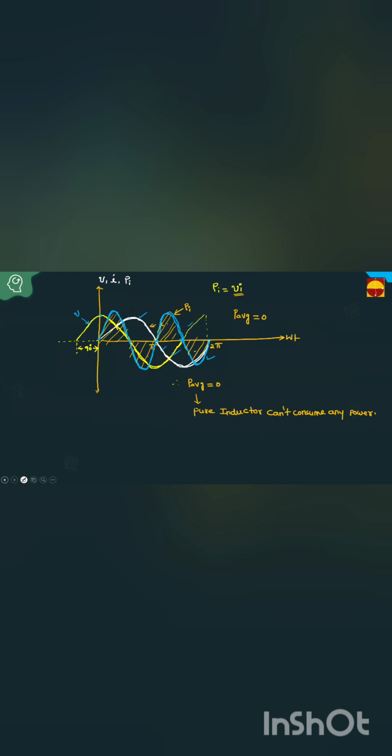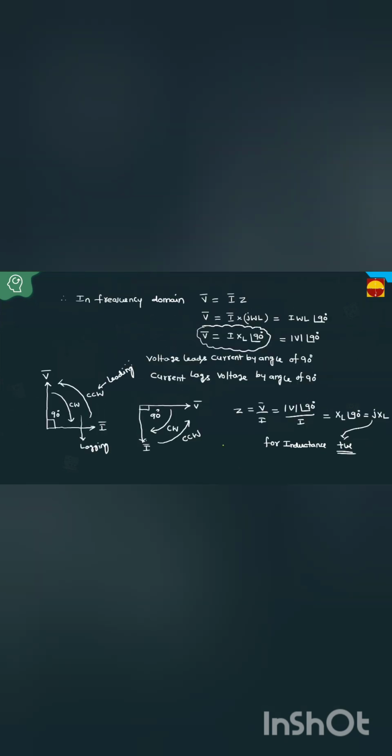In this case, what is the angle between voltage and current? The angle between voltage and current is 90 degrees. Current lags voltage, or voltage leads current. Clockwise angle is lagging, anti-clockwise angle is leading angle. You have to measure it as leading.